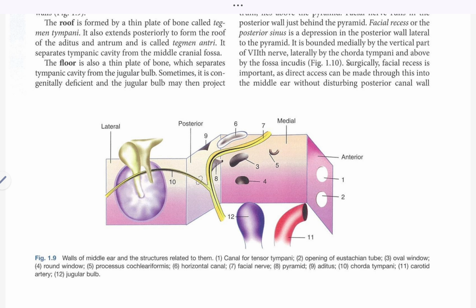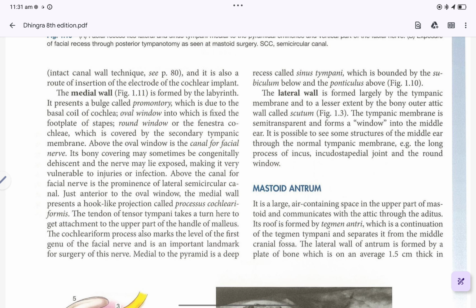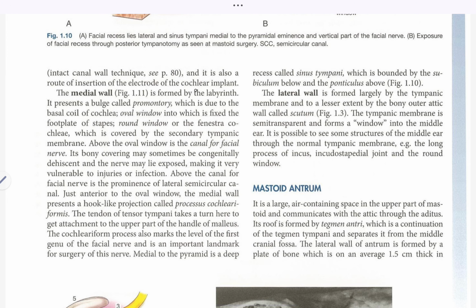So, surgically, the facial recess is important as direct access can be made through this into the middle ear without disturbing the posterior canal wall, as in the intact canal wall technique, and it is also the route of insertion of the electrode of the cochlear implant.